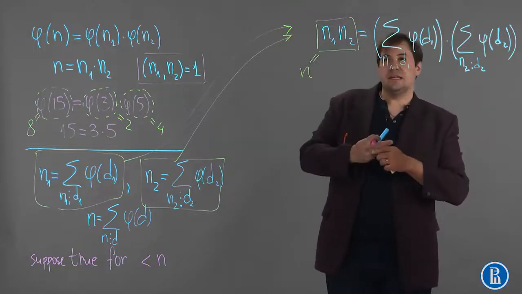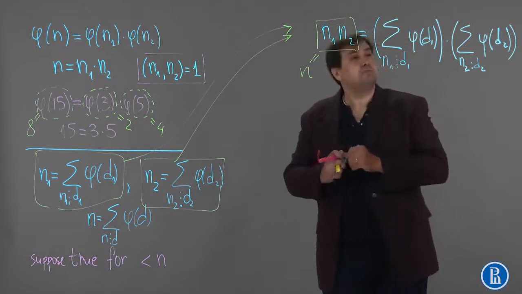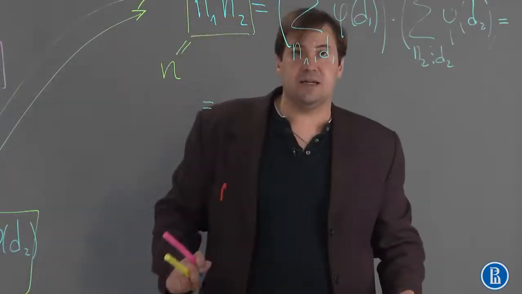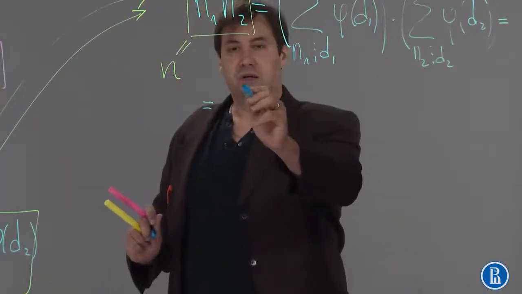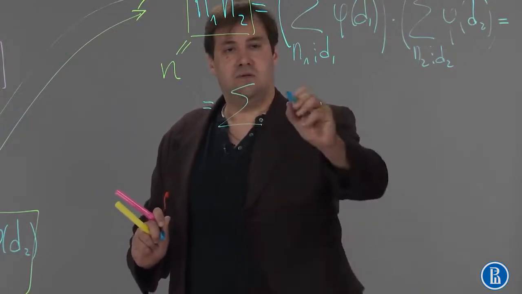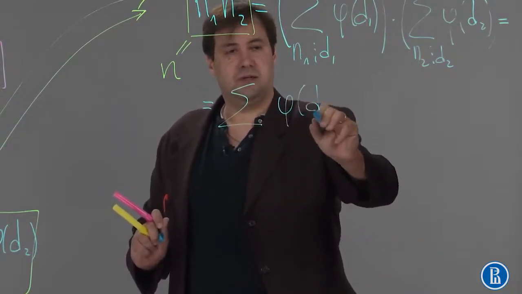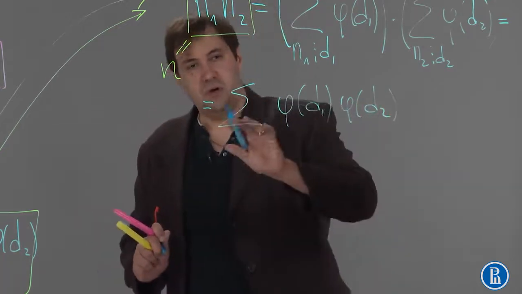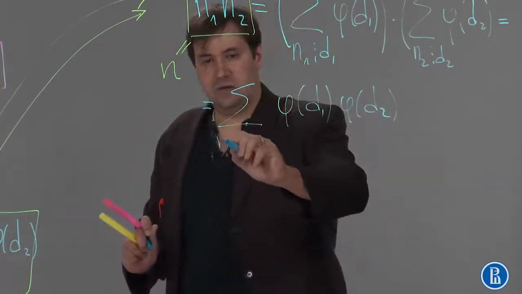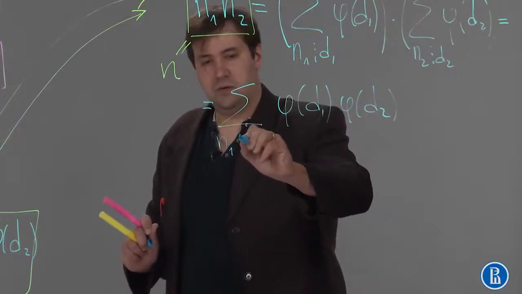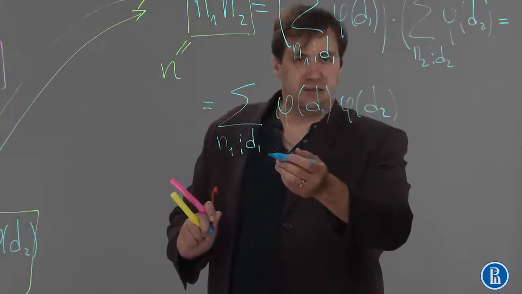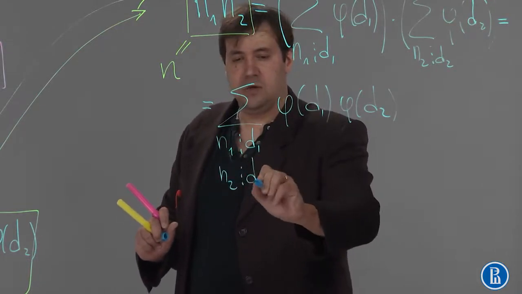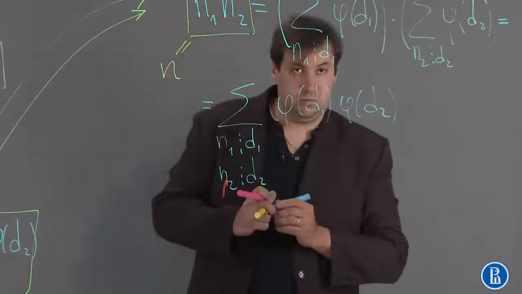But what can we say about the right-hand side? Well, it can be expanded into the sum of all possible products for all possible pairs d1 and d2, where d1 is the divisor of n1 and d2 is the divisor of n2. Okay?